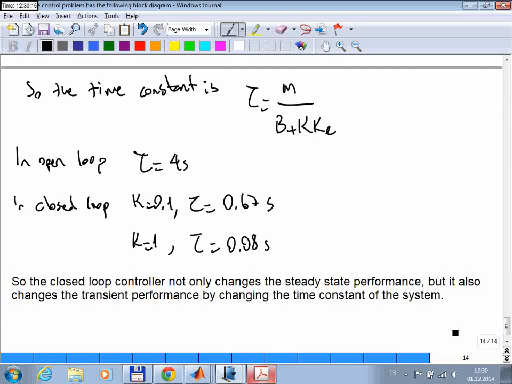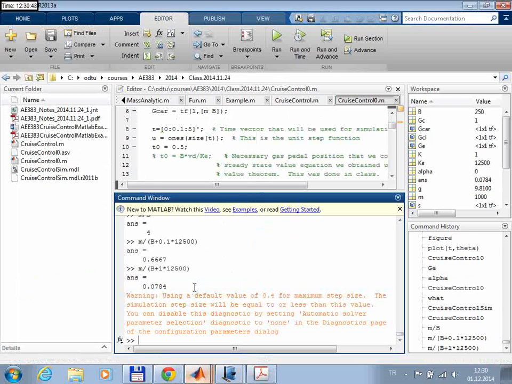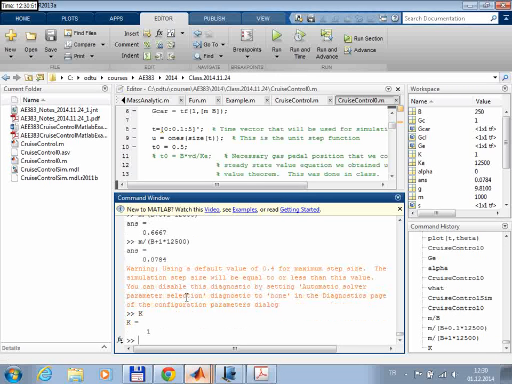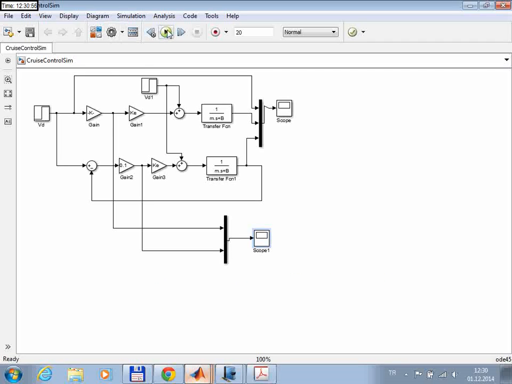Okay? In fact, it changes a lot, right? So from 4 seconds, it goes down to less than a second. So that's a very huge difference. So let's see the effect of that here. It's 0.1 here anyway.